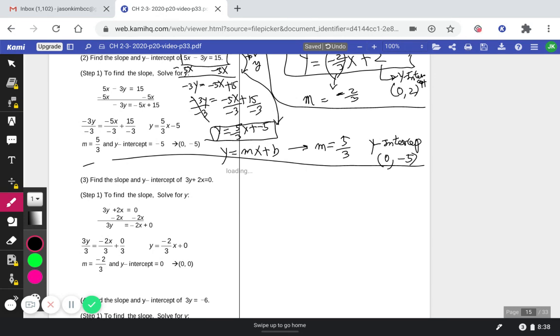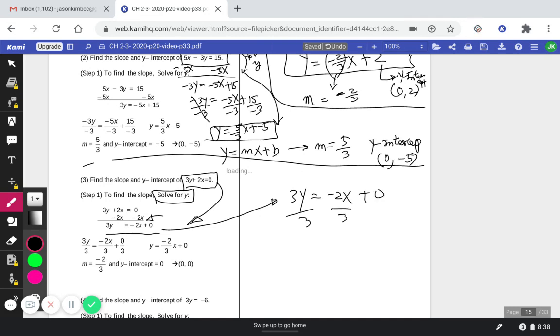Now, number 3, find the slope and y-intercept of 3x plus 2y equals 0. What do we do? You solve for y. Move the x by doing the inverse operation, minus 3x, and you end up with 2y equals -3x plus 0. You don't do anything with the 0. Now you divide each one by 2, and y becomes -3/2 x. For convenience, you just put the numbers together because that's going to be the slope.